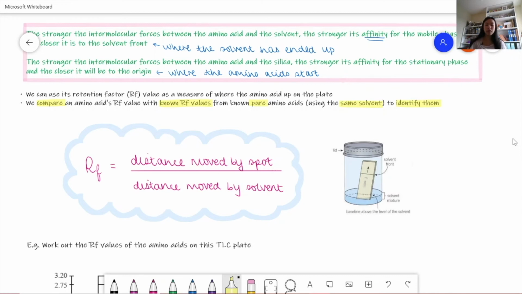And so if we have a quick look at the diagram on the right, what we have here, this dotted line, this would be our origin, and the solvent front's already labeled, so that's just where the solvent ends up. And to calculate an amino acid's RF value, we do the distance moved by the spot divided by the distance moved by the solvent. So it's basically a ratio of how much the spot has moved and how much the solvent has moved.